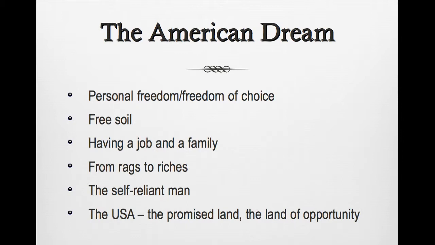Now, what is the American dream all about? Very brief, one can say the following points here. Personal freedom, freedom of choice, free soil, altså gratis jord, gratis land, having a job and a family, and the term from rags to riches is central here, meaning fra fille til rikdom. Det å jobbe seg opp fra å være fattig og til å klare seg veldig godt, og til og med meget godt økonomisk.